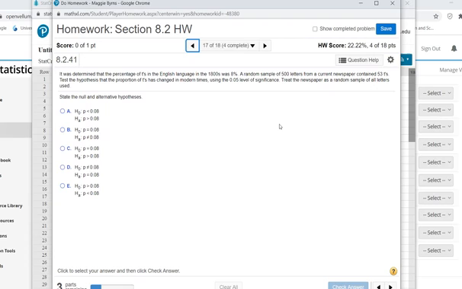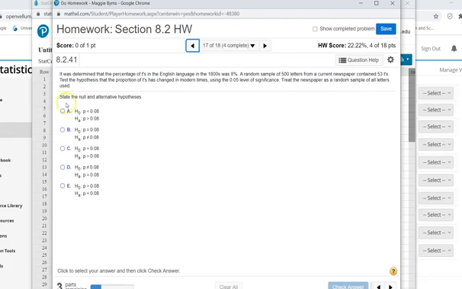It says, it was determined that the percentage of T's in the English language in the 1800s was 8%. Okay, so that's your population proportion of T's in the English language, 8%. A random sample of 500 letters from a current newspaper contained 53 T's. So that's your sample, right? Out of 500 letters, 53 of them were T's. Test the hypothesis that the proportion of T's has changed in modern times at a 5% significance level. So that's going to be your alpha, don't forget.